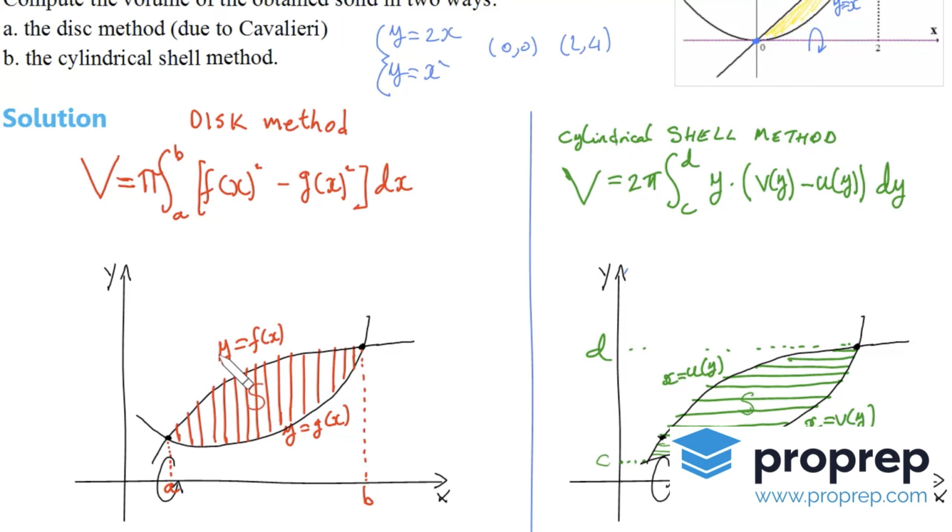And we're going to do the two methods. We'll start with method A, the disk method. And we have the formula here that V equals pi times the integral from a to b, the upper function squared minus the lower function squared dx.